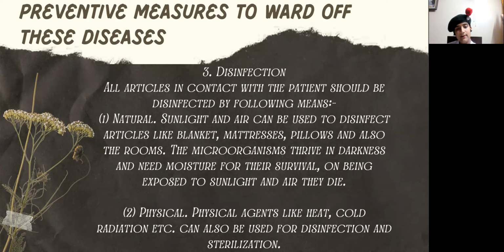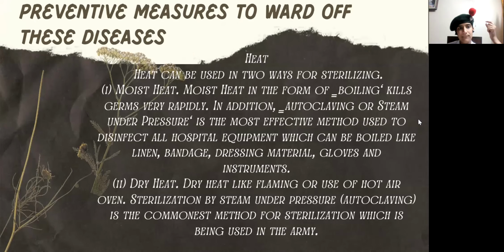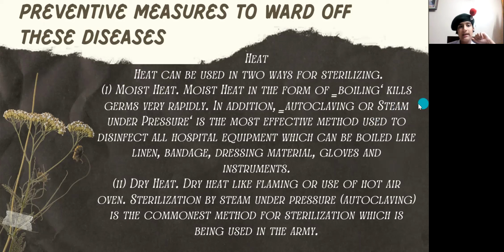Second is physical. Physical agents like heat, cold, radiation, etc. can also be used for disinfection and sterilization. Then is heat. Heat can be used in 2 ways for sterilizing. Number 1 is moist heat. Moist heat in the form of boiling kills germs very rapidly. In addition, autoclaving or steam under pressure is the most effective method used to disinfect all hospital equipment, which can be boiled like linen, bandage, dressing material, gloves, and instruments.